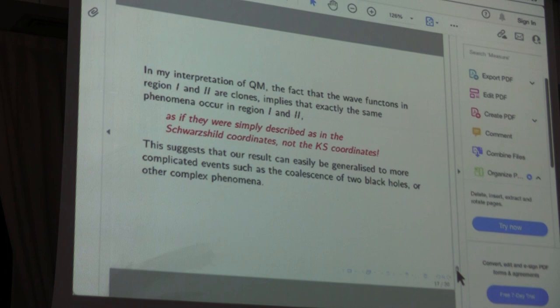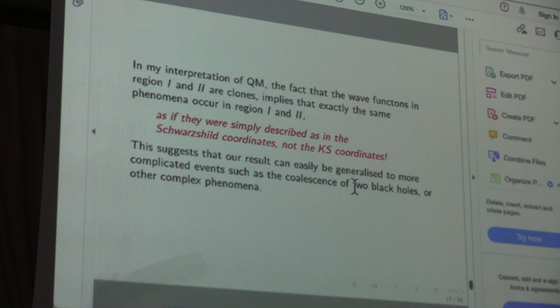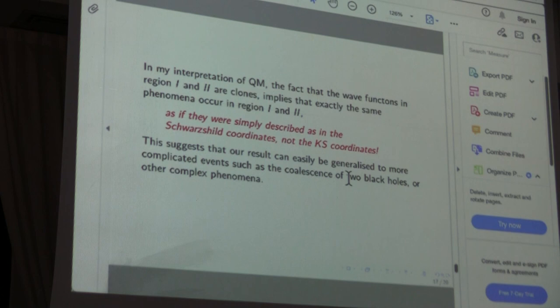So what I've argued so far here is that this region is the quantum clone of that one. If I know what happens here, I know what happens here. This is a very important piece of information.